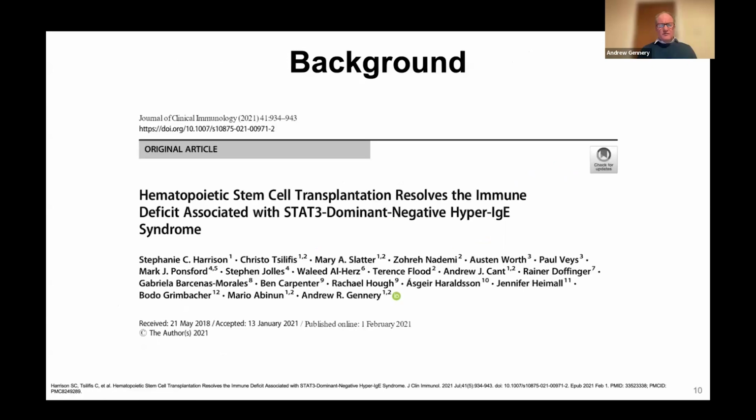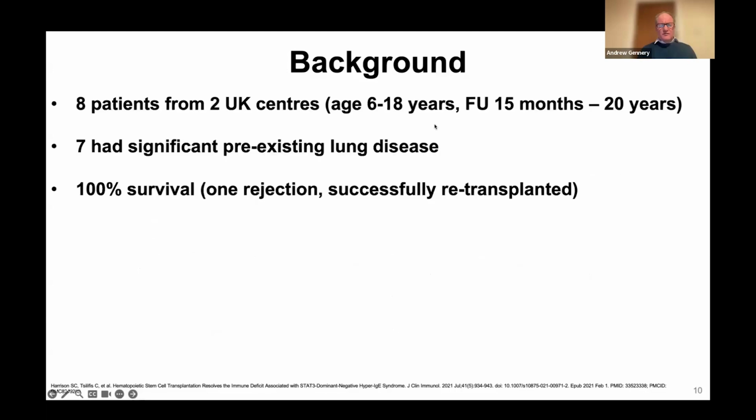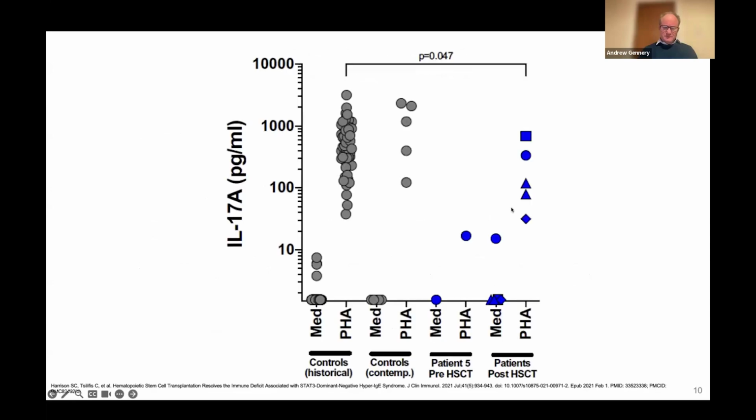We actually put together a series from the UK, our own centre at Great Ormond Street, of 8 patients between the age of 16 and 18 years, with a follow-up ranging from 15 months to 20 years in our original patient. Of those 8 patients, 7 had significant pre-existing lung disease before we transplanted them. All of those patients survived, 1 rejected and was successfully retransplanted. You can see that there was a restoration of the IL-17 axis in patients post-transplant.